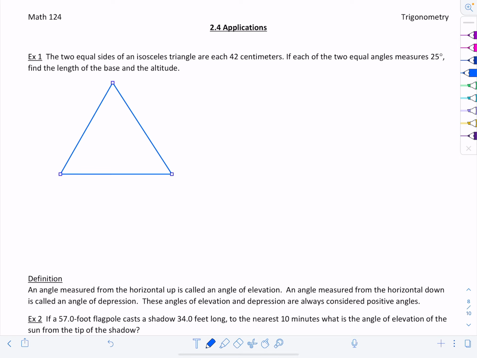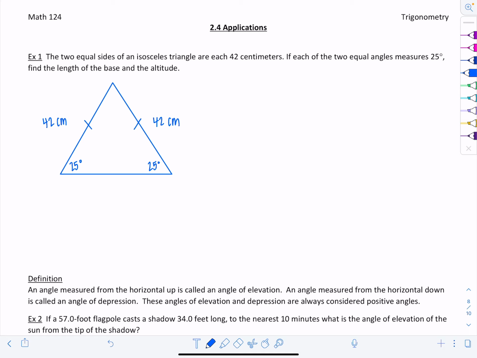Remember, an isosceles triangle is one in which two of the sides have equal length, they're congruent, and then those corresponding base angles are also equal in measure. So they're telling me that these two equal sides are 42 centimeters long, and the two equal angles are 25 degrees. All right, now I can't assume I have any information about the remaining side or angle.